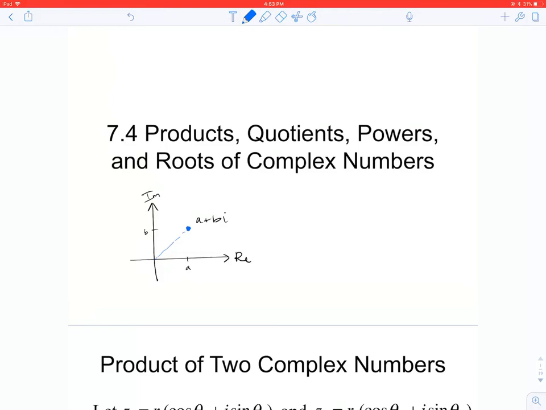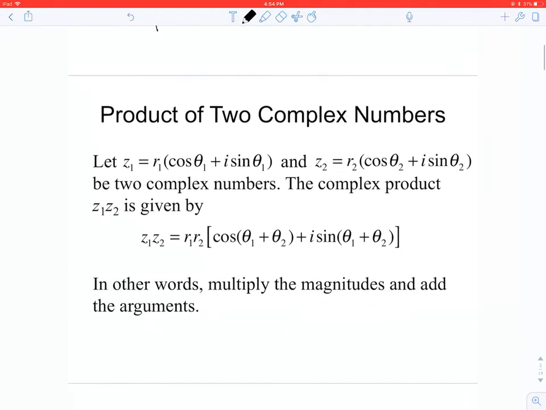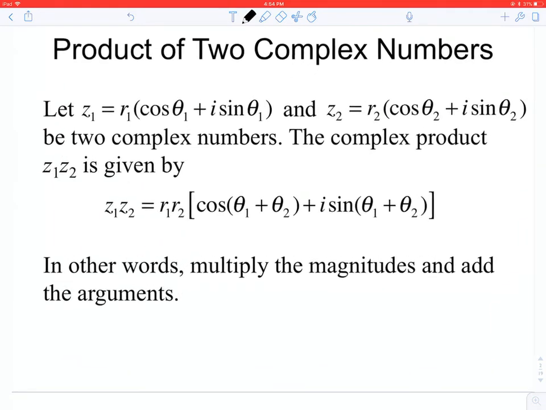Now, this complex number, we say, has a modulus, or magnitude, which is the distance from the origin to the point. We call that R. And then it also has direction, which we'll call angle theta. So A plus Bi can also be represented in what we call polar form, which is R times cosine theta plus i sine theta. And you can go back and forth between the two.